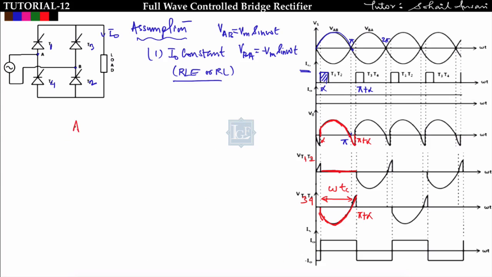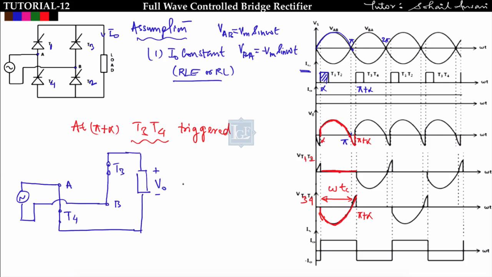Okay, now what is happening after pi plus alpha? At pi plus alpha I am triggering T3 and T4. The moment T3 and T4 are triggered, the circuit will look like this. See here, the circuit will be like this. When you trigger T3 and T4 at pi plus alpha, T3 and T4 can be replaced by a short circuit, and the circuit will look like this.